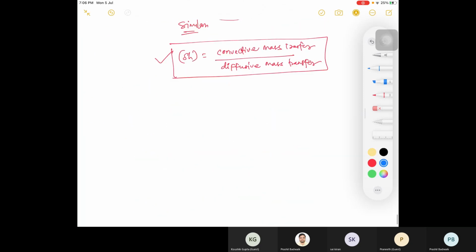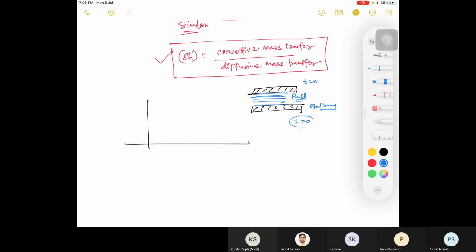Suppose if I'm doing this analogy here in momentum transfer, you are having this upper plate and lower plate. The lower plate is stationary, it is not moving, and there is fluid in between these two plates. This is the initial case at time t is equal to 0. After time t is equal to 0, suppose I moved the lower plate with force F. So what will happen?